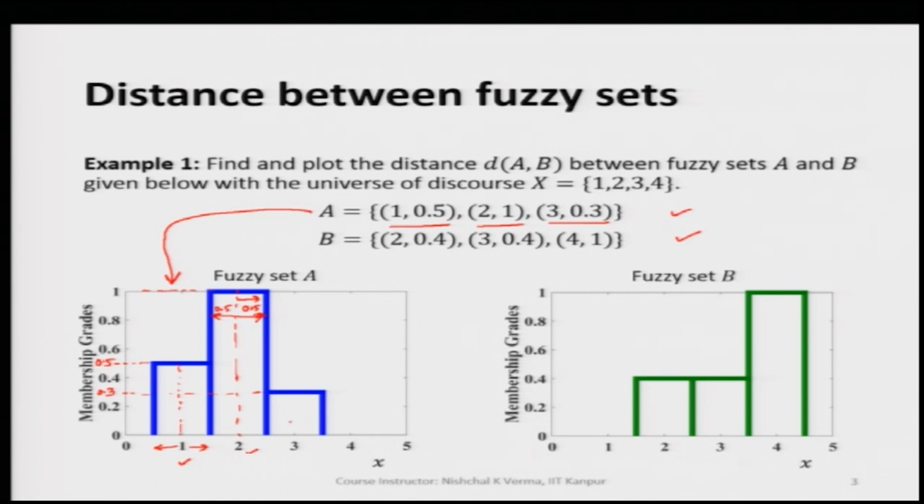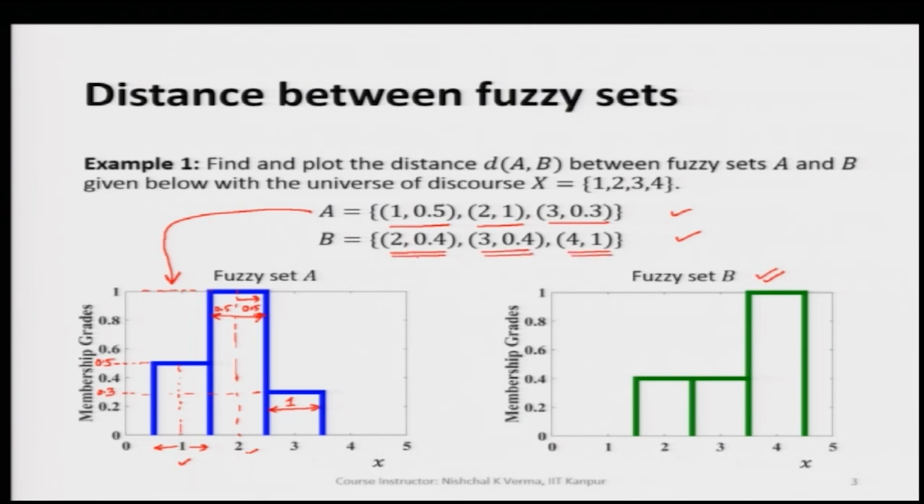In other words, the width of each column is taken as 1, and its mean is taken at the generic variable value. Similarly, this logic is applied to plot all the discrete fuzzy sets for distance computation. For fuzzy set B, we again have 3 elements: this is the first element, this is the second, and this is the third.